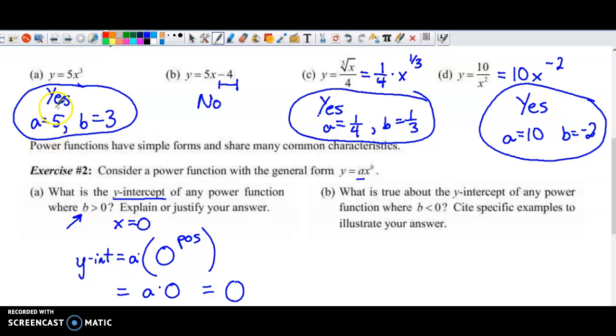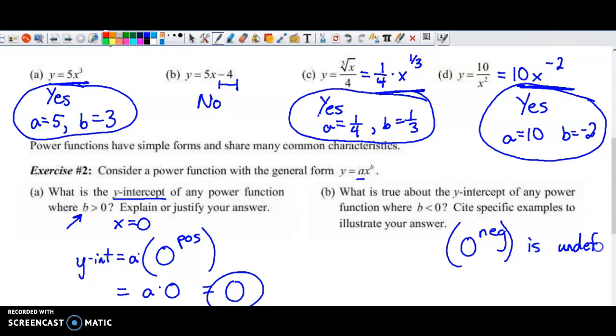And if I go back to some of these problems, the y-intercept is 0. If I ask you to graph y equals 5x cubed, its y-intercept is 0. This one, the y-intercept is 0. Now this one does not have a y-intercept because it's a negative exponent, which is exactly what I'm going to talk about with this one: 0 to a negative power is undefined. I'm just going to write UNDEF, undefined. So therefore there is no y-intercept.